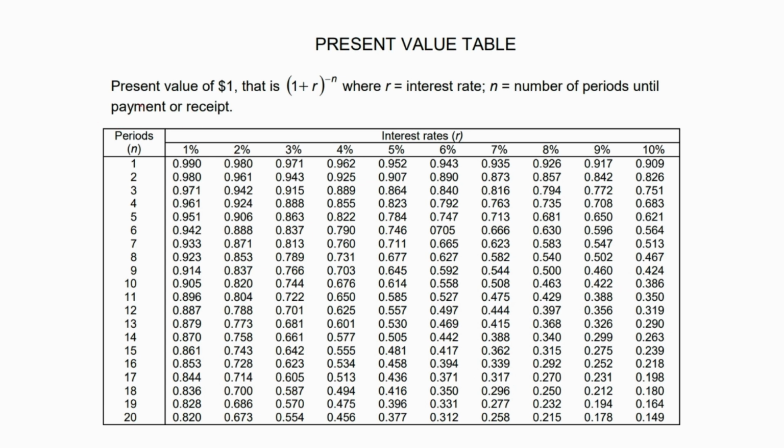Look at the description here. Present value of $1 is (1 plus r) to the power of minus n. We know this. This is the discount factor, where r is the interest rate and n equals the number of periods until payment or receipt. So this is the table where all the discount factors are already calculated. This present value table will be provided in your exam, so you don't need to worry about calculating discounting factors.